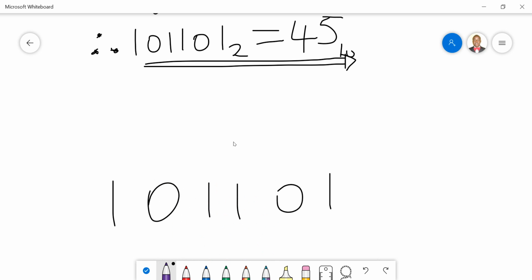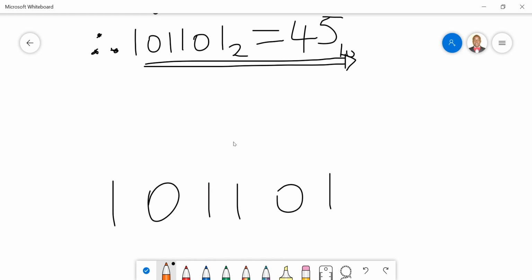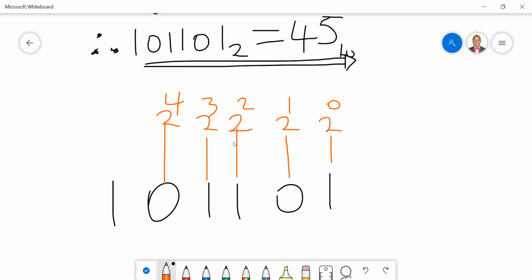We count from the right to the left. Let me just use another color. So this is what you can do. You know that this one is 2 to the power 0, and here is 2 to the power 1, and here is 2 to the power 2, and here is 2 to the power 3, and here is 2 to the power 4, and here is 2 to the power 5.